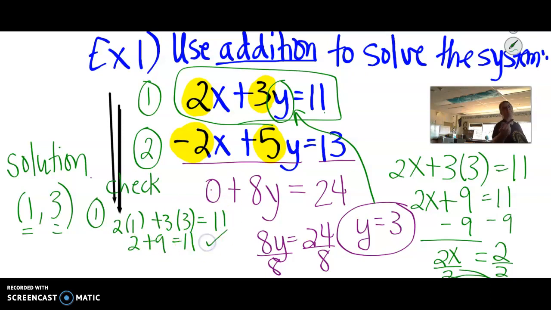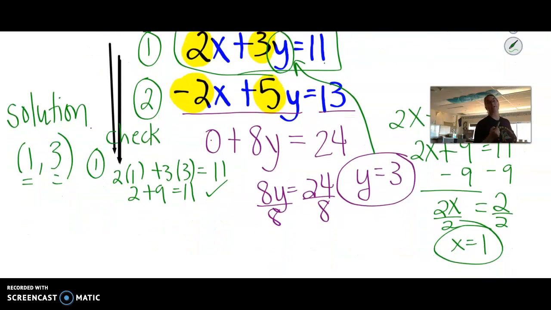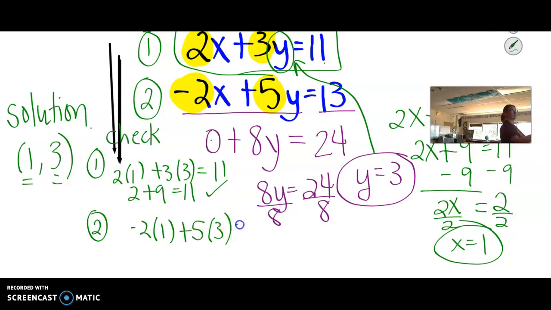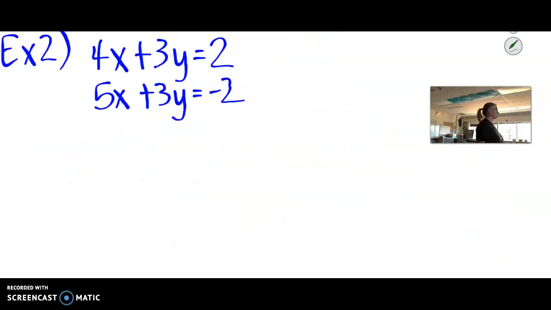That checks out. Let's do this for equation 2 as well, because remember, if it's a solution, it has to be a solution to both of the equations, not just one. All right, so -2 times 1 plus 5 times 3, does that equal 13? Question mark up there. So -2 times 1 is -2 plus 15. -2 plus 15 does indeed equal 13. So that is a solution. Okay, next problem.